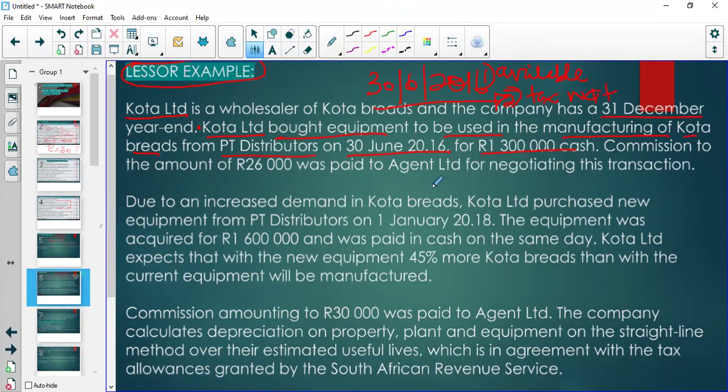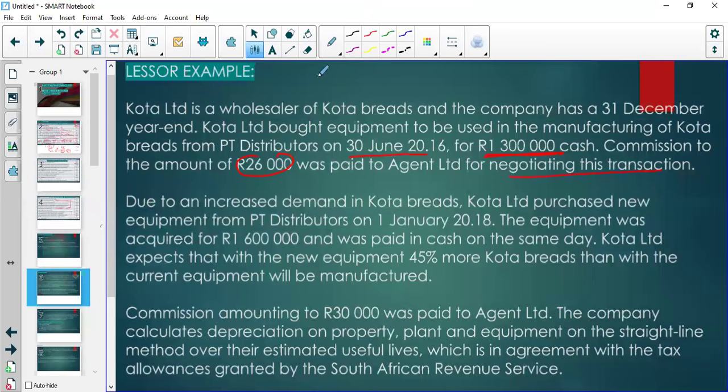So we have 3 dates. We have the purchase date, if it is purchased. Then we have the date available. Then the date brought into use. Please do pay attention to dates as you read. So this was bought on 30 June 2016. The cash price is 1,300,000. Then commission is 26,000, paid for negotiating this transaction.